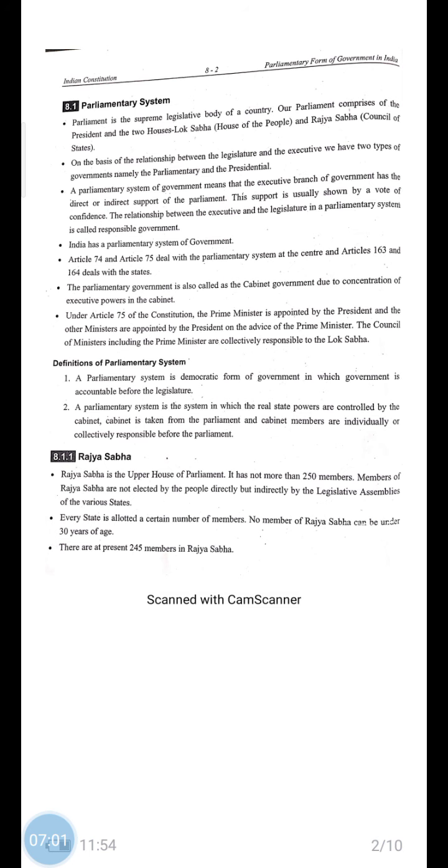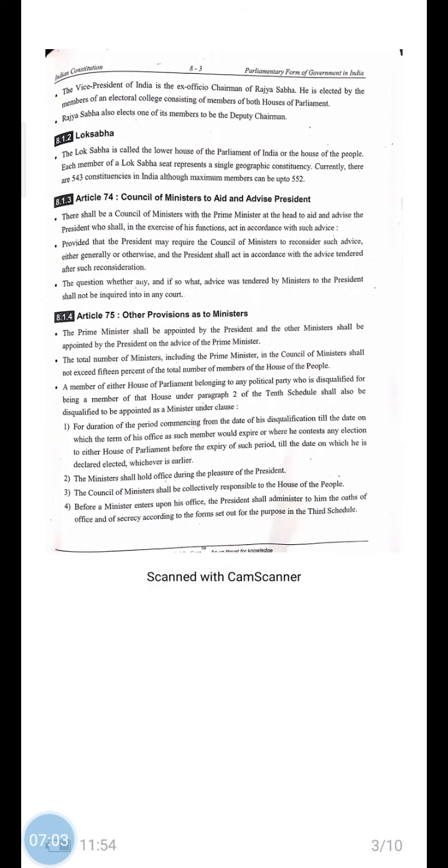ઓકે, પછી જોઈએ The Vice President of India is the ex-officio chairman of the Rajya Sabha. So he is elected by the members of an electoral college consisting of members of both houses of parliament.